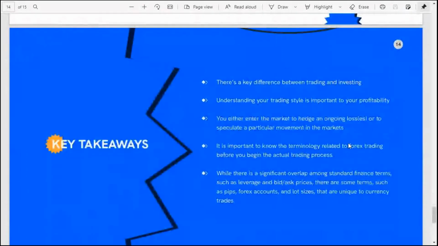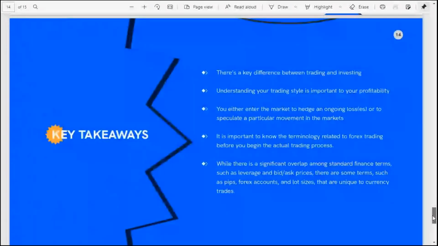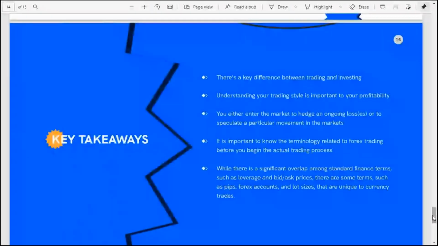Conclusion. Now, based off everything we've discussed, there is a key difference between trading and investing. Please understand that. There's a huge, key difference between trading and investing. Understand your trading style as a trader. It is very, very important to you being profitable.